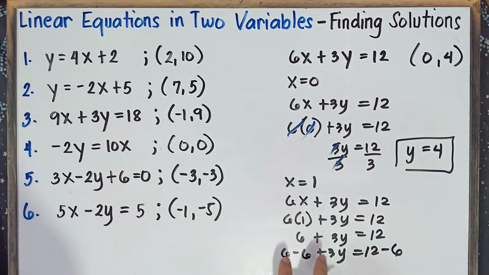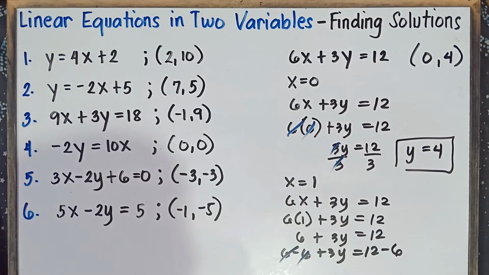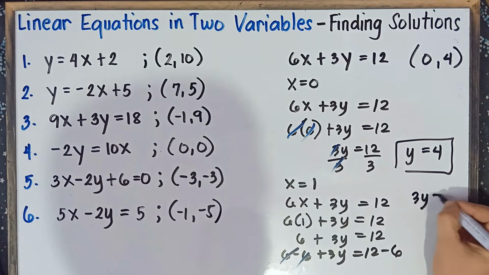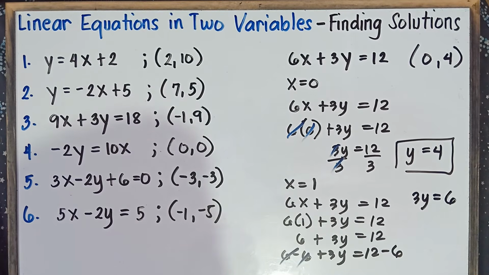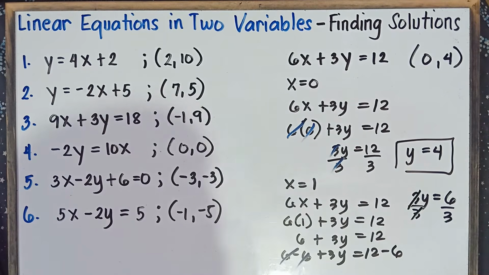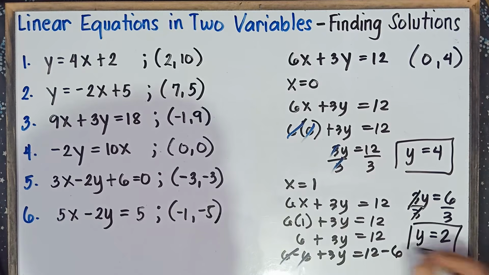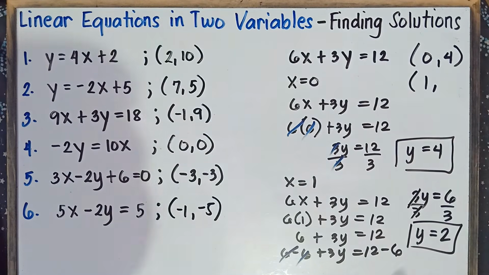Once you subtract 6 on the left side, you also do that on the right side to make the equation balance. So cancel this out. So this will be 3y equals 12 minus 6, that would be 6. And then to get the value of y, simply divide both sides by 3. Divide by 3, divide by 3, cancel this out. And the y value, 6 divided by 3, that would be 2. So therefore, if x is equal to 1, the y value would be positive 2. And that would be our second ordered pair.